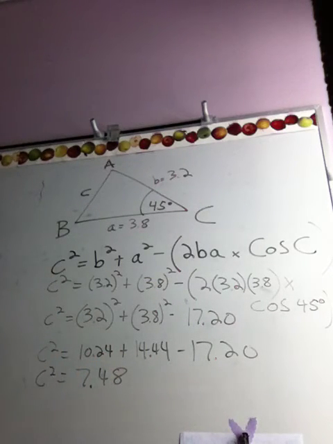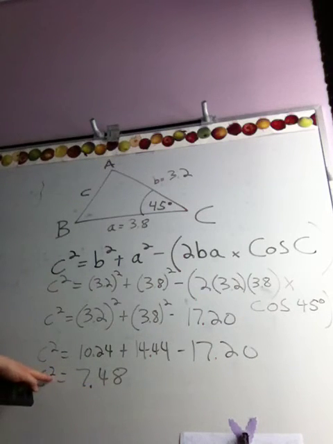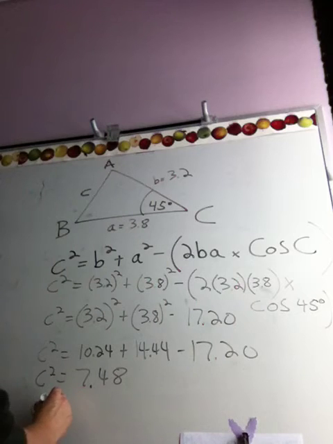The last thing we've got to do, we want to know the value of c, not c squared. Right now this is saying c squared equals this number. So we need to get rid of that squared sign. Well, when a squared sign, an exponent 2, moves from one side of the equation to the other, it changes into a square root sign.